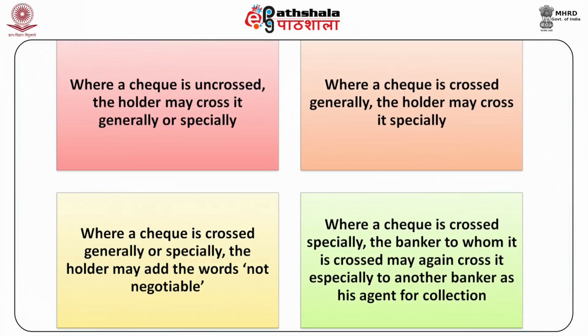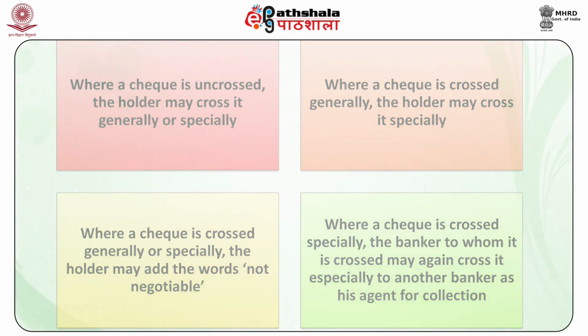First, where a cheque is uncrossed, the holder may cross it generally or specially. Secondly, where the cheque is crossed generally, the holder may cross it specially. Thirdly, where a cheque is crossed generally or specially, the holder may add the words not negotiable. Fourthly, where a cheque is crossed specially, the banker to whom it is crossed may again cross it specially to another banker as his agent for collection.